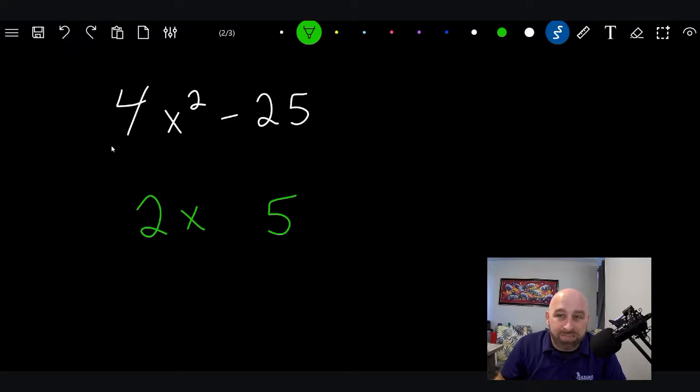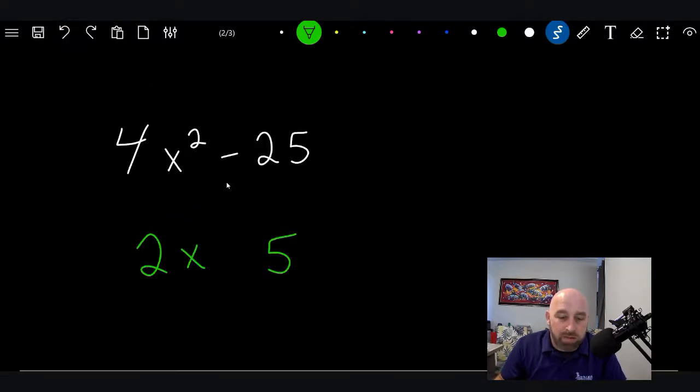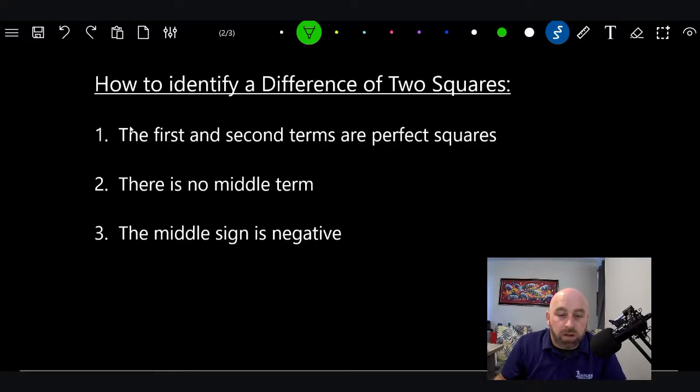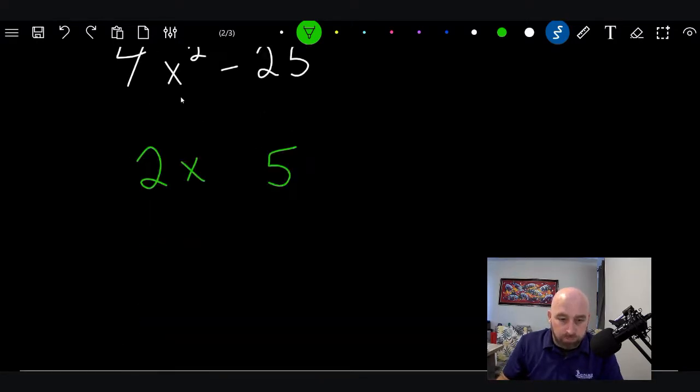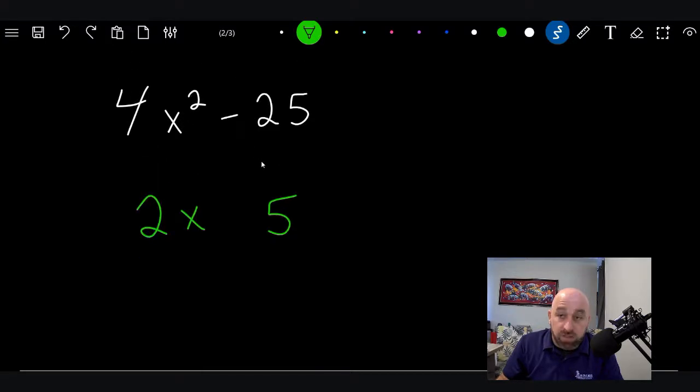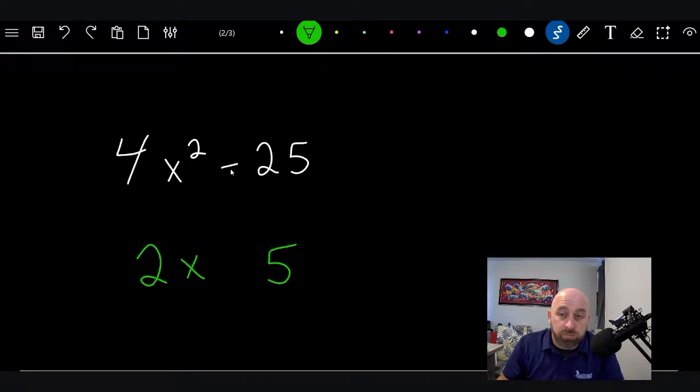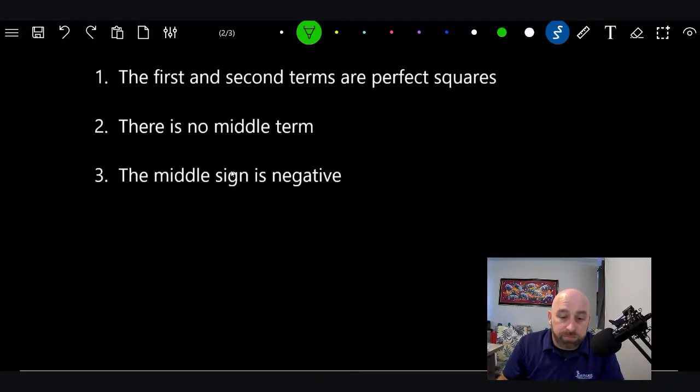I'm going to leave this right here for a second because we're going to come back to that, because that's the first step. All right, first, here we go. How to identify the difference of two squares: the first and second term are perfect squares. So how do we solve this? We square root the first and second terms. So take this.